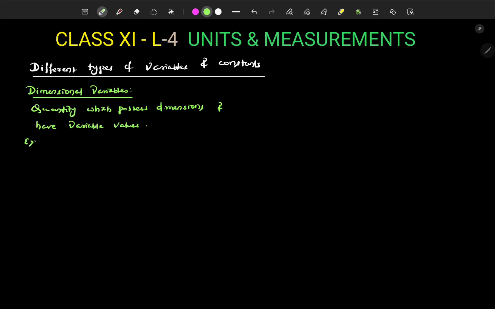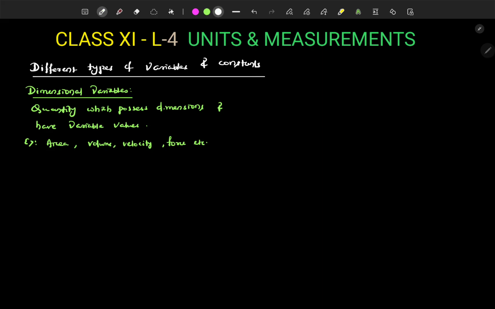So for example, you may consider area. Area has dimension, that is M0 L2 T0, and variable values. It may be 2 meter square, 2.5 meter square, 20 meter square, etc. So area, volume, like this we can write so many quantities. Velocity, force, these are some examples.